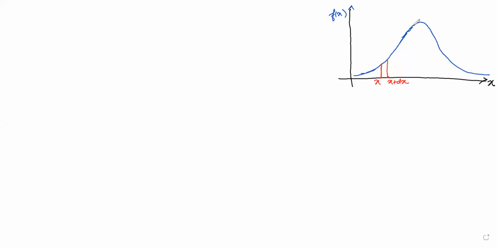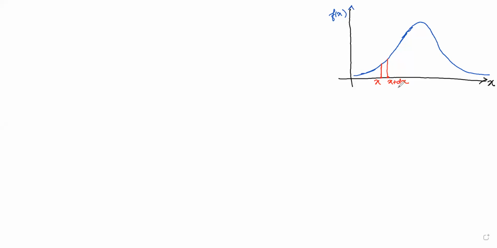So I have a normal distribution here. Along the x-axis, I have x. Along the y-axis, I have f of x. f of x is the probability density function for the normal distribution. This point is x, and the adjacent point is x plus dx.